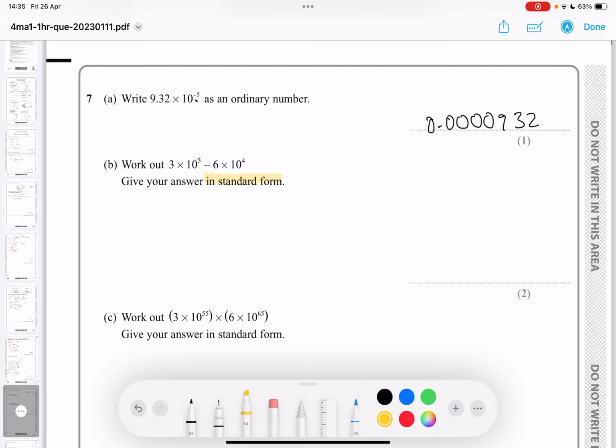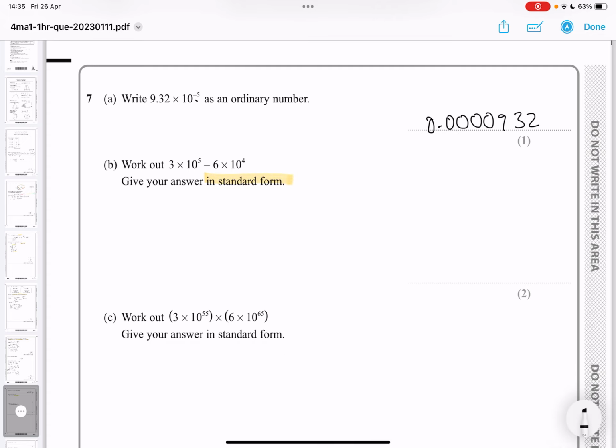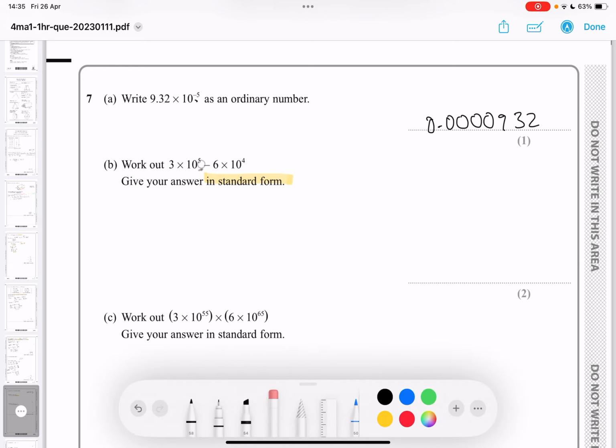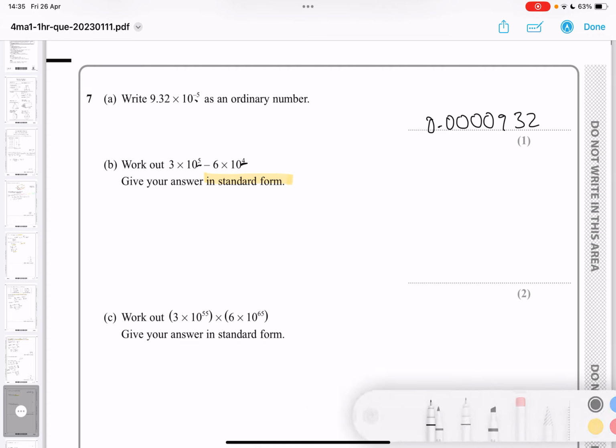Okay, next. Work out 3 times 10 to the 5 minus 6 times 10 to the 4. Give your answer in standard form. Okay, that's important. You have to give your answer in standard form. So, whenever you're subtracting numbers in standard form, what you need to do is make sure that the indices are the same, okay? But here it clearly isn't.